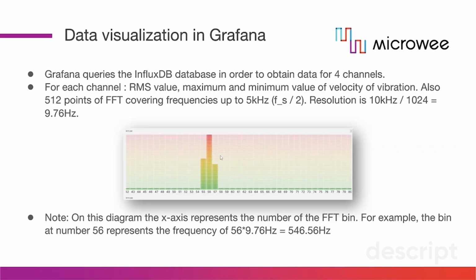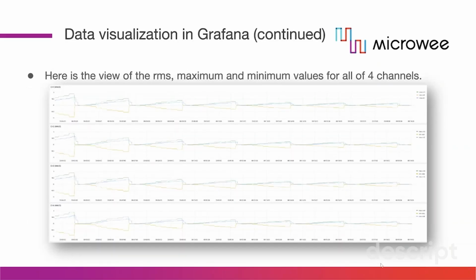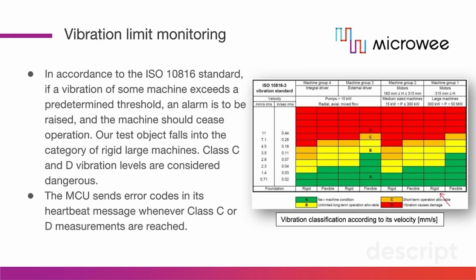Here we have a diagram which shows the FFT bins for channel 1. Here is a visualization from Grafana for the RMS, the maximum and the minimum values for all 4 channels. These plots are captured during a testing procedure where we are generating increasing amplitudes of vibrations. And here is a screenshot from the ISO standard, which is used in order to quantify the amplitude of the vibrations measured. We see that our system falls into machine group 1.